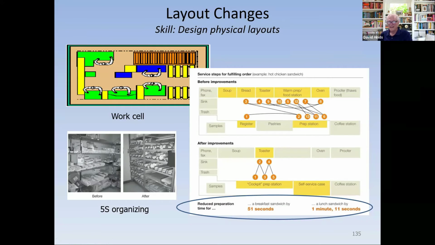And we actually call this a spaghetti chart. That's one of the things you can do in layout analysis. And so clearly waste of effort, right? That just seems like too much. Well, look what they were able to do just by reorganizing the layout. They created this cockpit prep station. They reorganized some things. Now they can accomplish the same result, meet the customer need, in 5 movements rather than 13. And what it did, it saved them about a minute per sandwich. And again, might not seem like a lot, but it is a lot. It ends up adding up.